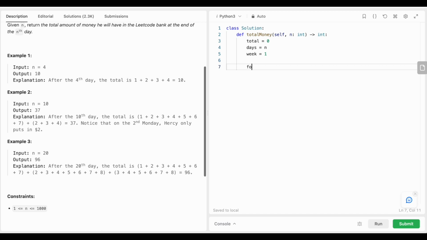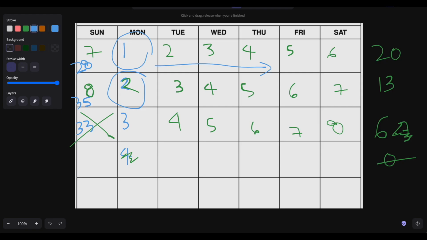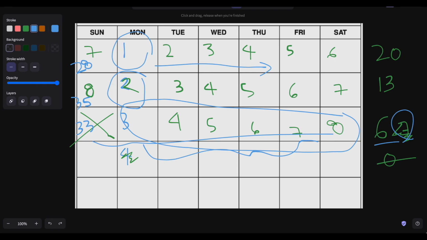Okay? And what do we care about? We care about as long as we have some days remaining. So while days is greater than 0, we process that week, which will be for a day in range of the minimum of whatever days we have remaining, just in case we have 6 days remaining instead of 7 being the whole week. If you only have 6 days remaining, we only want to add for the 6 days.